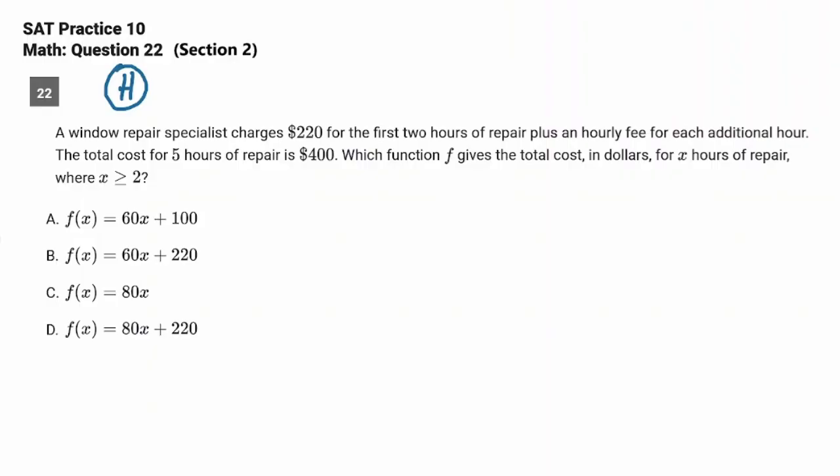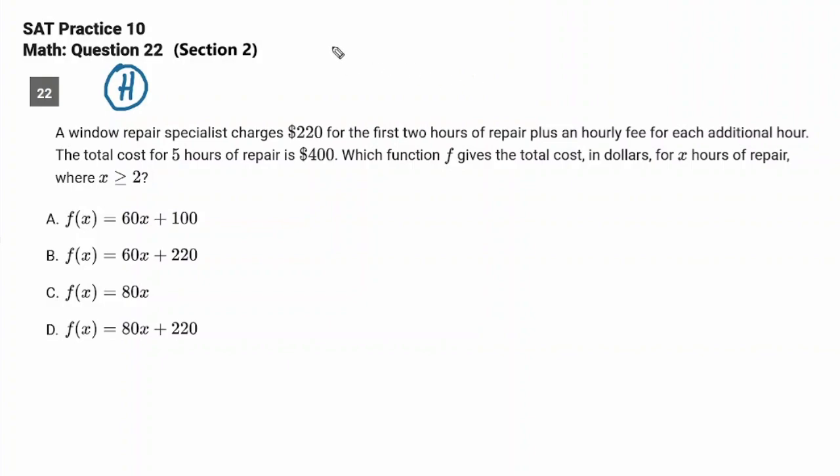A window repair specialist charges $220 for the first 2 hours of repair plus an hourly fee for each additional hour. The total cost for 5 hours of repair is $400. Which function f gives the total cost in dollars for x hours of repair? X is bigger than or equal to 2.